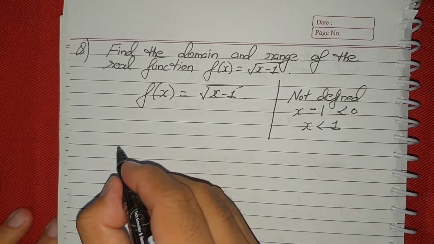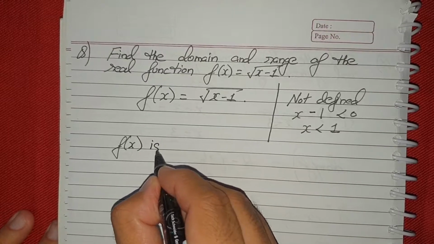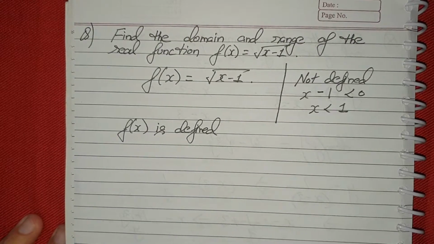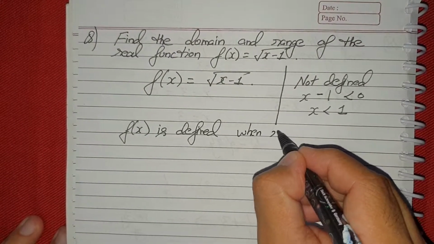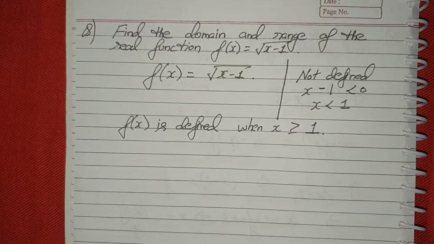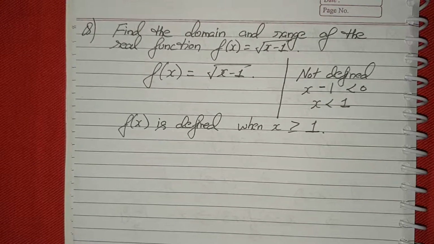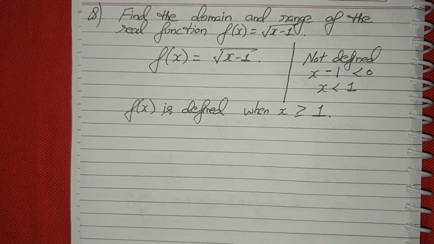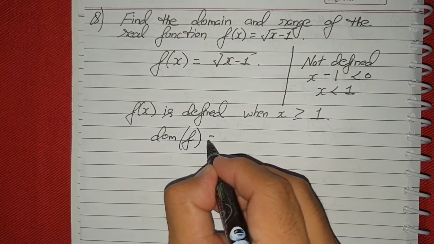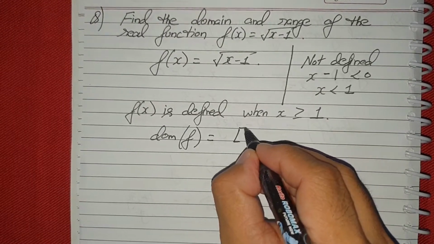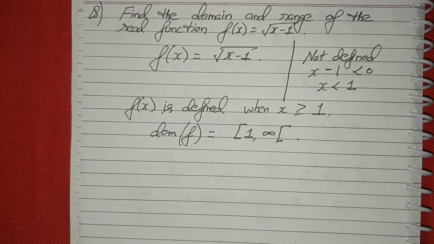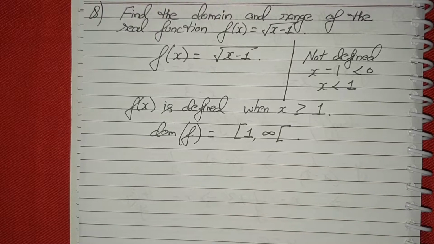So f(x) is defined only when x is greater than or equal to 1. So what will be the domain? Domain means 1 and then any number onwards. So we can write the domain of f as [1, infinity), where 1 is included but infinity cannot be included.